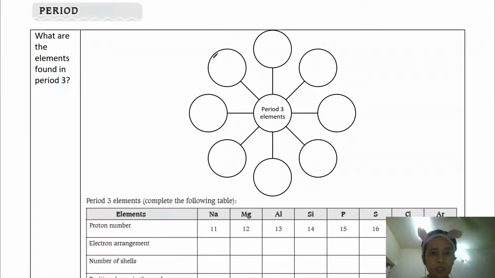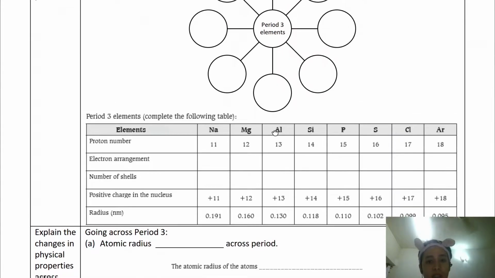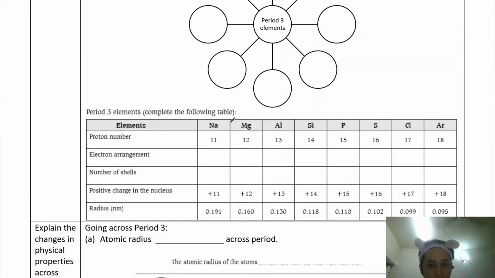Guys, previously we've already completed group 1, group 17 and also group 18. For today we are going to go into period. For Form 4 you're only going to learn about period 3. For period 3 elements, technically you have sodium, magnesium, aluminum, silicon, phosphorus, sulfur, chlorine and argon.